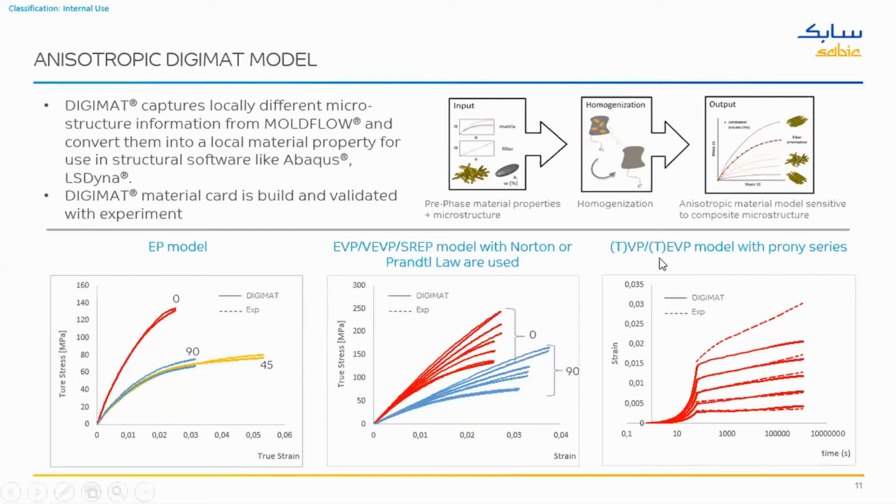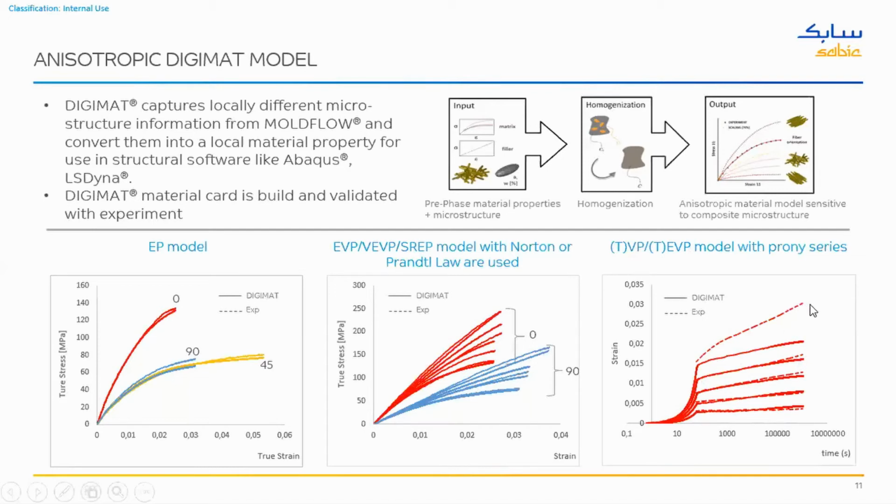Now here there are again the various models available with the elastoviscoplastic, where you could also add the temperature effect into these models and then work with the Prony series in that. We could see here that for the major part of the elasticity regime and also part of the plasticity regime, Digimat is able to capture the experimental behavior with rather good accuracy.